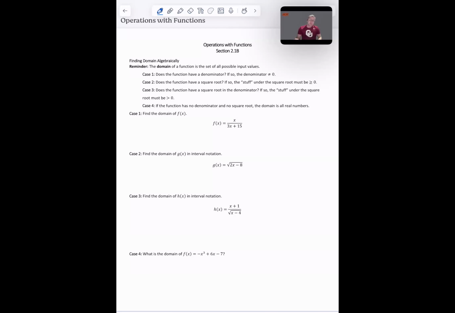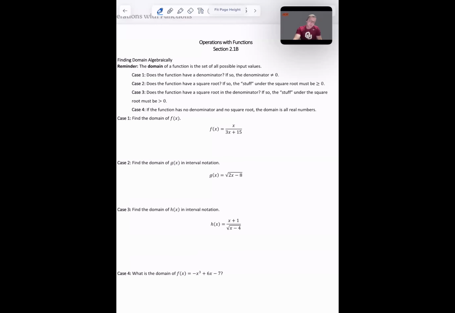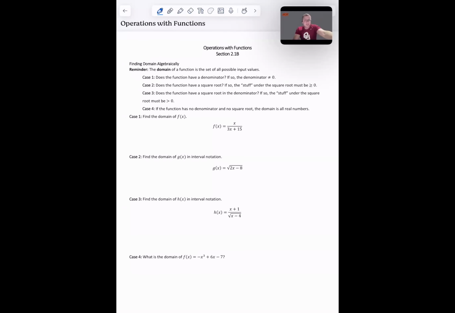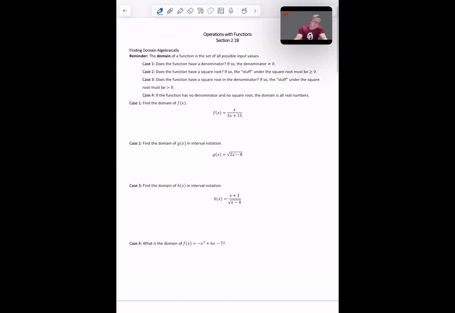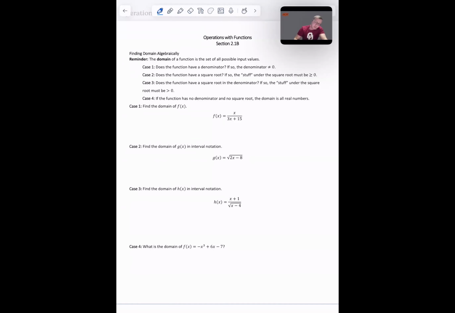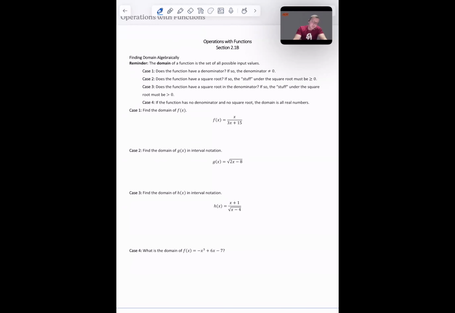Okay, so now this section is all about operations with functions. We first start by talking about how you find the domain and the range. In this case, this is the domain for different types of functions. If we break it into four different cases, the first one says, does the function have a denominator? If so, the domain is going to be the places where the denominator is non-zero.